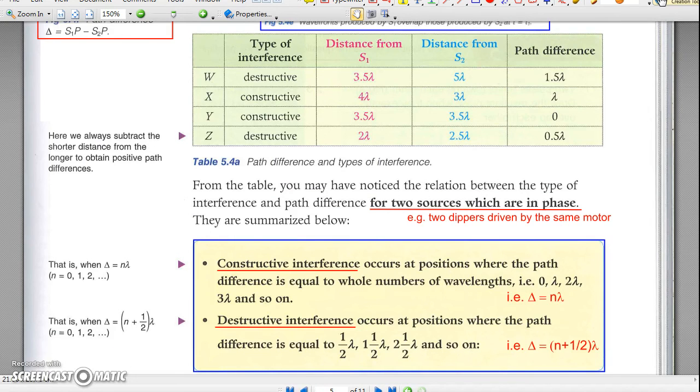From the above results, we may conclude that for a point with a path difference of (n plus half) lambda, there will be a destructive interference, and for a point with a path difference of n lambda, there will be a constructive interference. In fact, when the sources are in phase, a path difference of n lambda at a point ensures that the waves arrive in phase and constructive interference results. On the other hand, a path difference of (n plus half) lambda ensures that the waves arrive in antiphase and destructive interference results.